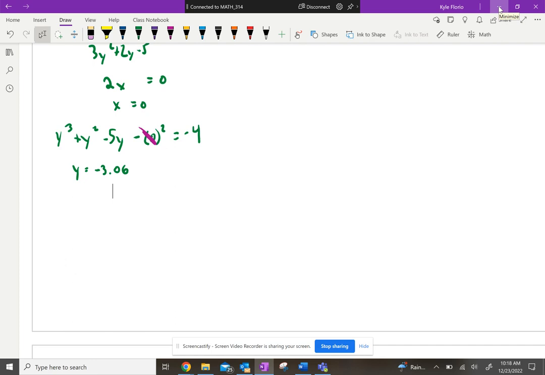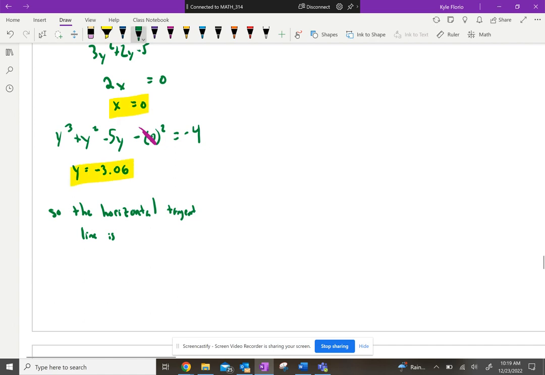So where do we have a horizontal tangent line? It's at this point right here, 0, negative 3.06.